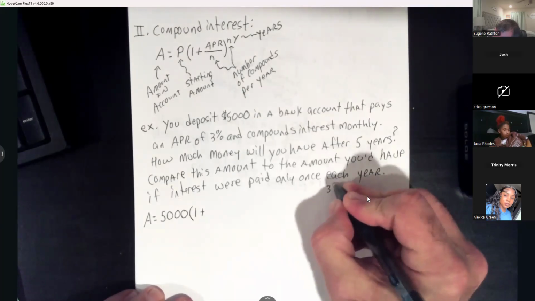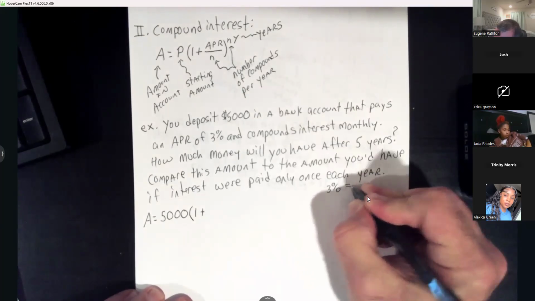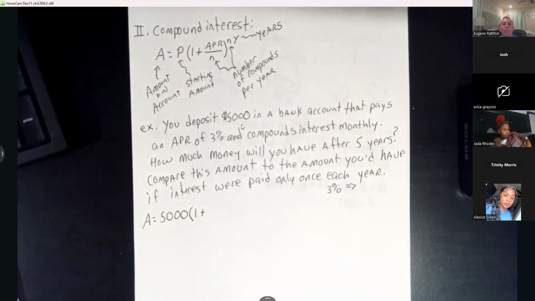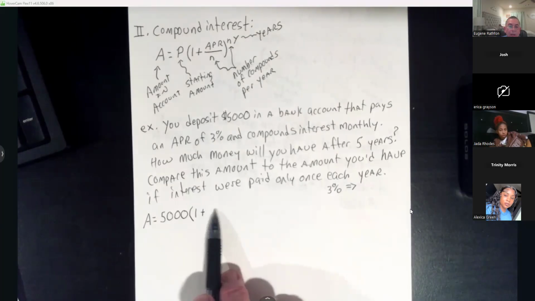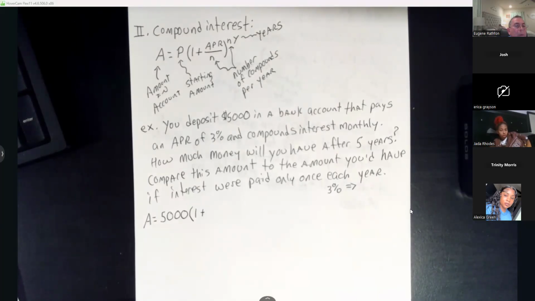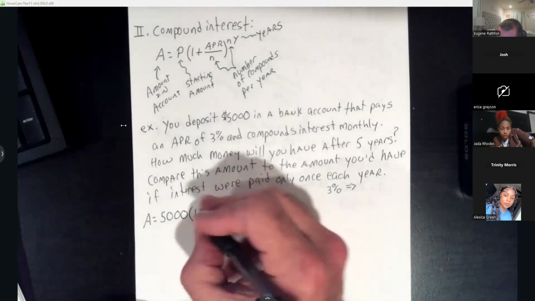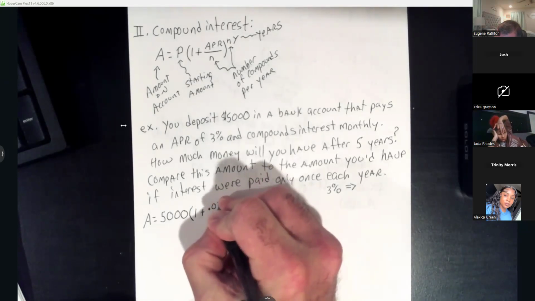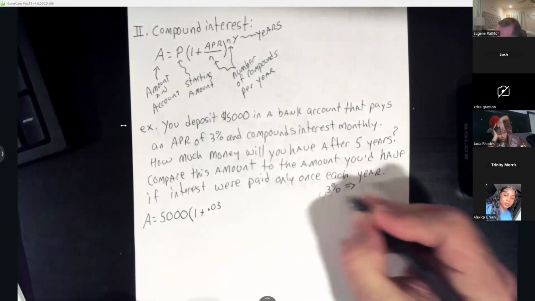So y'all on the side, I'm going to pull up the chat and y'all tell me what is the decimal form of 3%. And then we'll put that right here in our formula. All right, Ashley, good job. 0.03. So we'll put 0.03 in.